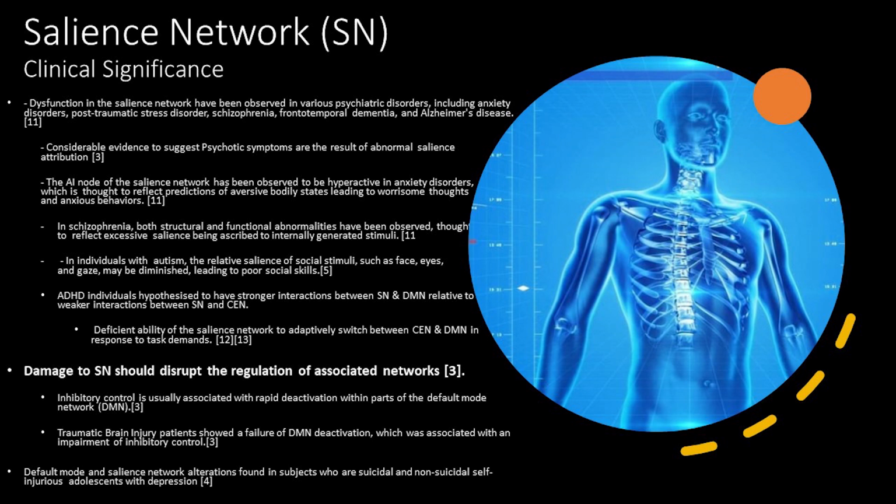Inhibitory control is usually associated with rapid deactivation within parts of the DMN. And TBI patients showed a failure of DMN deactivation. There were also alterations in the default mode network and Salience networks of people who were suicidal or non-suicidal self-injurious.